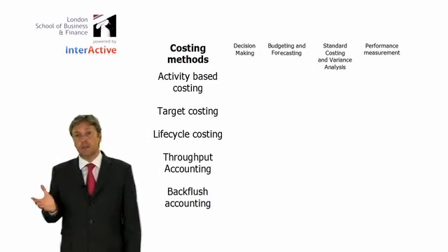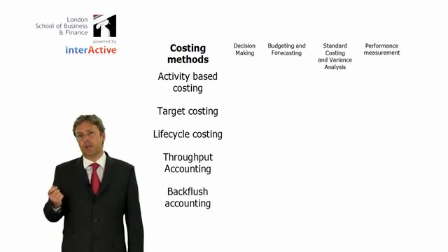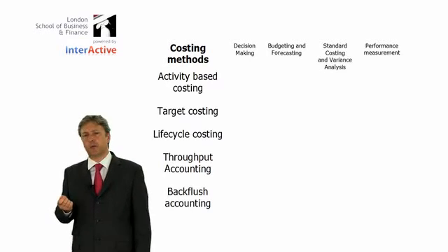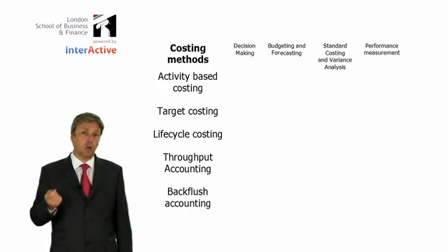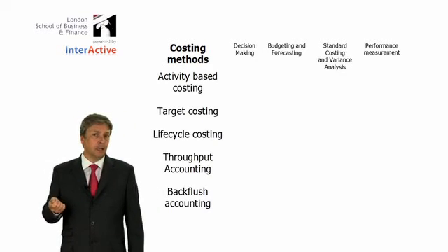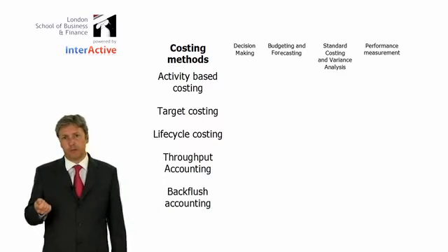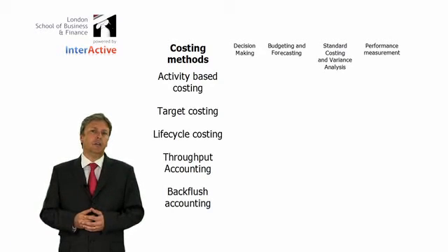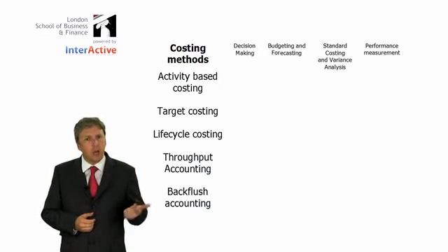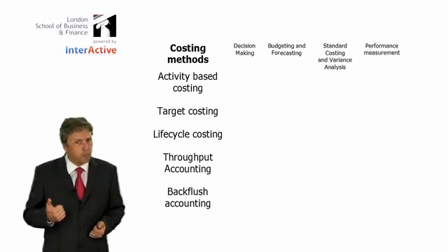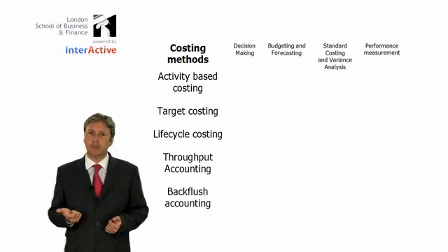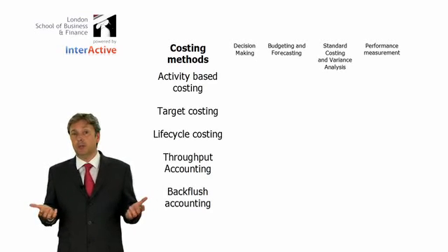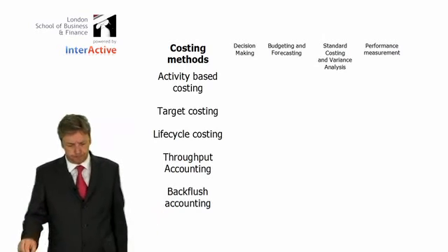Looking at costing methods, the big topic area is something you may have come across before, something called activity-based costing, or ABC. You would expect that to arise quite frequently. Then you have a number of other relatively simple topics: target costing, life cycle costing, throughput accounting and backflush accounting. These will all come up, but they're not a big issue.